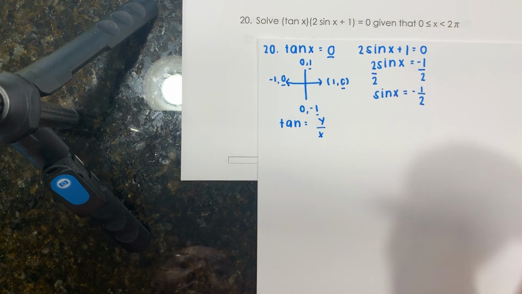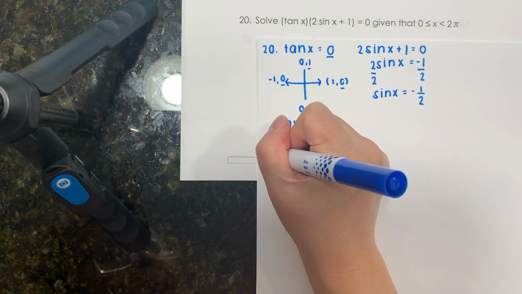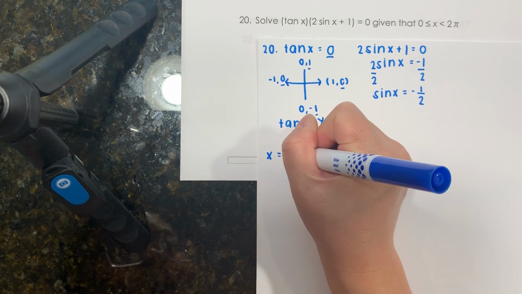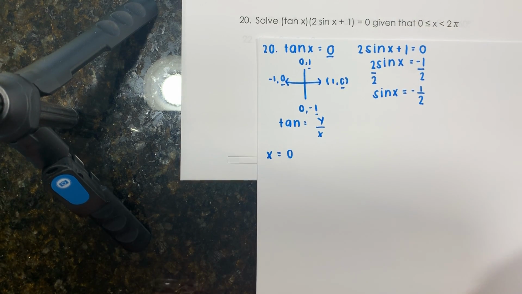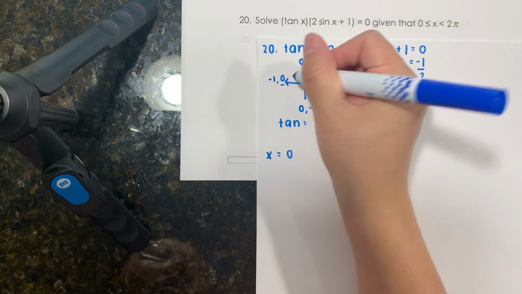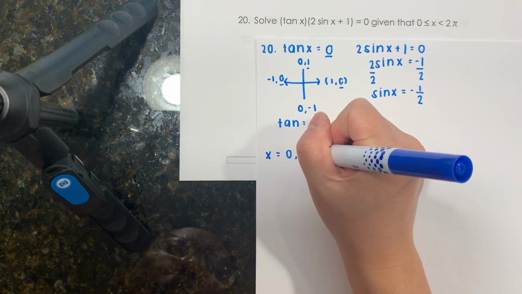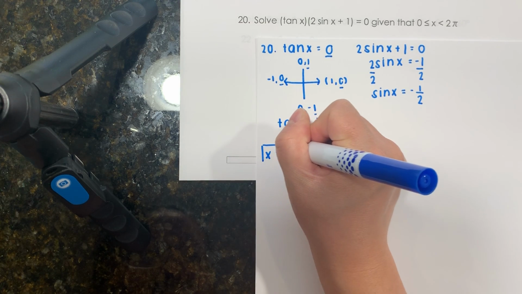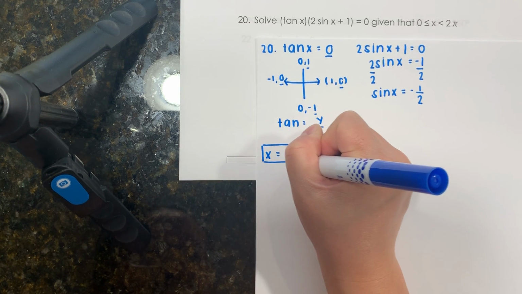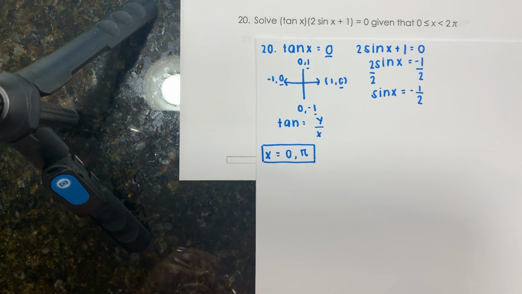0 and 180. But remember that your answer has to be in radians. So in radians, that's just going to be 0, not 0 degrees, it's just 0. Then 180 degrees is equal to pi radians. And that would be your result.